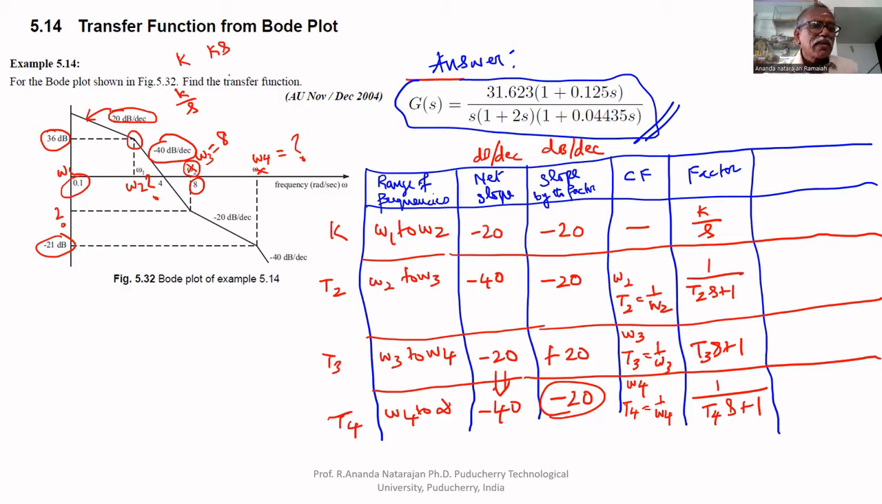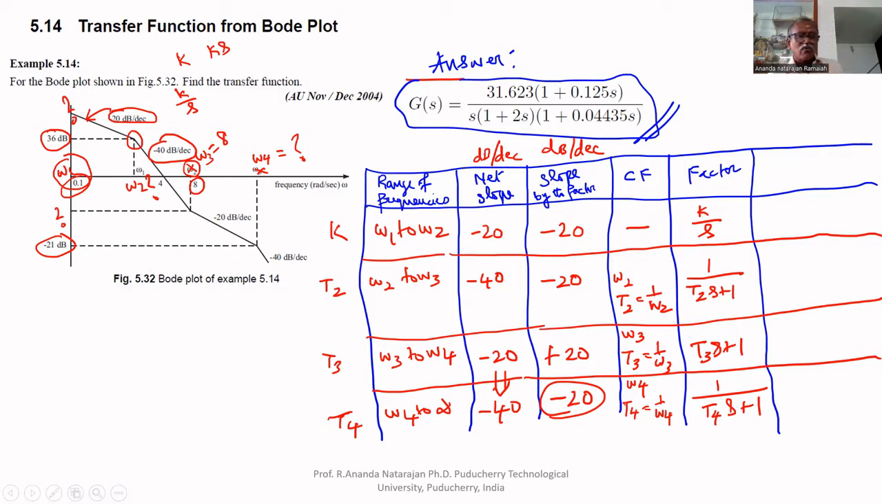How to find K? At omega 2 we do not know the frequency, but the magnitude we know. At omega 1 we know the frequency, but we do not know the magnitude. That's why it is not possible to find K at point 1. Magnitude we know at omega 2. That's why first we have to find omega 2.